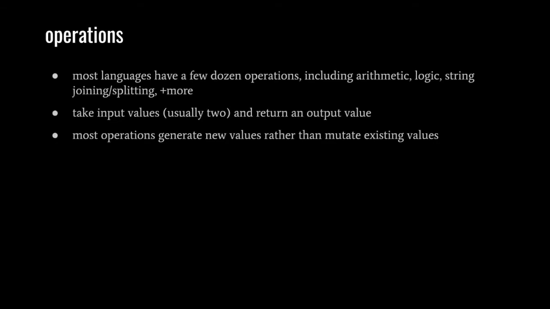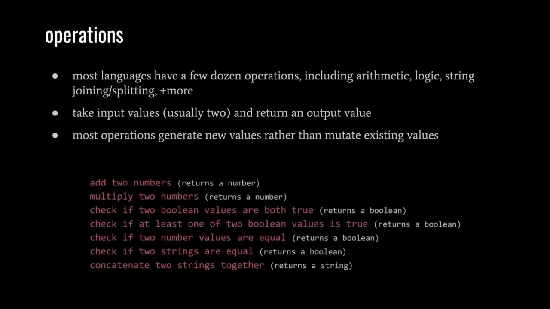So, operations. Most languages have a few dozen operations, and that will always include arithmetic, some logic operations, and perhaps things for manipulating strings to split them apart and join them into larger strings, and then a few other odds and ends operators, which differ from language to language. Each of these operations takes input values, usually two for most operations, does something with those input values and returns an output value. Examples include, most obviously, arithmetic, where we might add together two numbers and it returns the sum of those two numbers, or multiply two numbers, which returns the product.